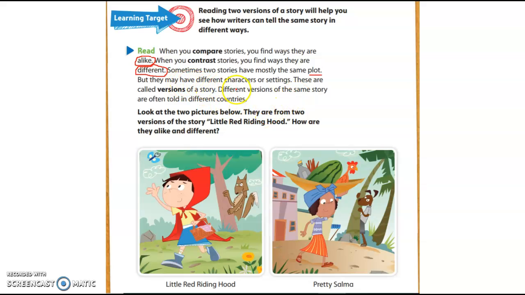But they may have different characters or settings. These are called versions of a story. Different versions of the same story are often told in different countries.